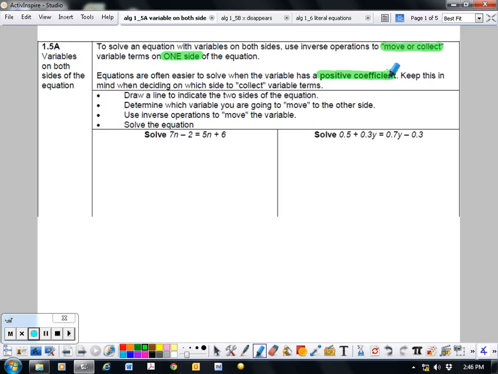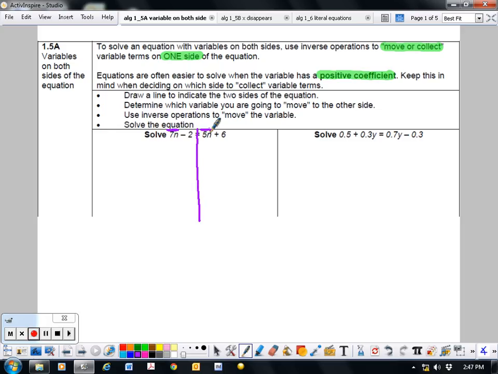So we're going to use a lot of the same properties we were just using. We're going to draw our line to indicate our two sides. And this is how we can tell the difference between our combining like terms problems and our variables on both sides. By drawing our line, I see that my n term here and here are on different sides, which means I can't just do a 7n plus a 5n. Because they're on different sides, I have to use inverse operations. So if they're positive, I'm going to have to subtract. If they're negative, I'm going to have to add to move it to the other side so they can combine to become just one variable term.